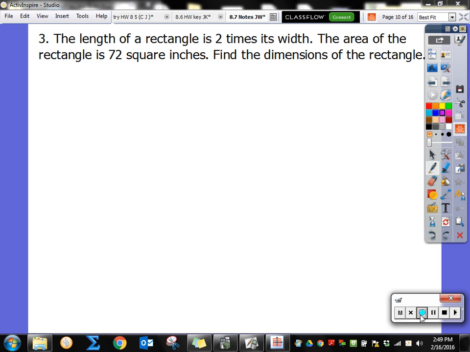The length of a rectangle is 2 times the width. The area of the rectangle is 72 square inches. Find the dimensions of the rectangle. I like to draw a picture on these, so that's the first thing I'm going to do.